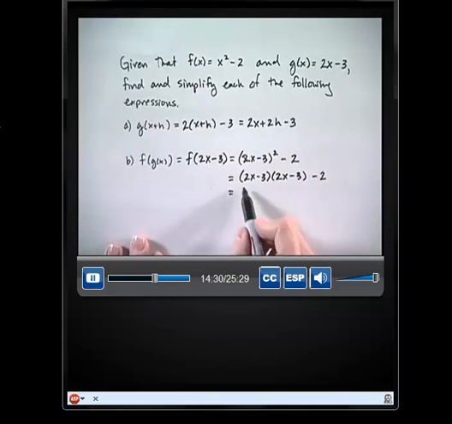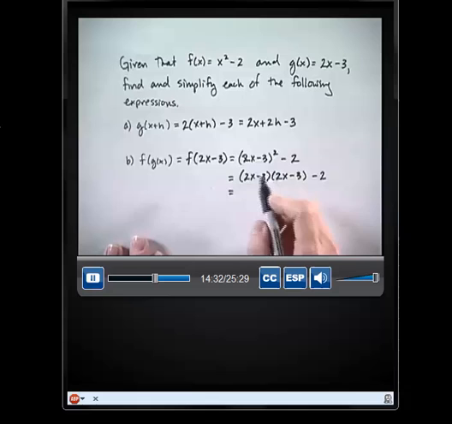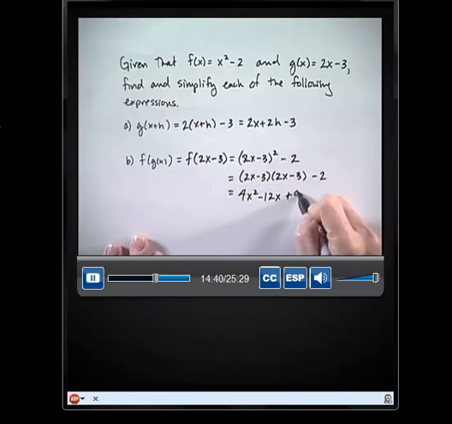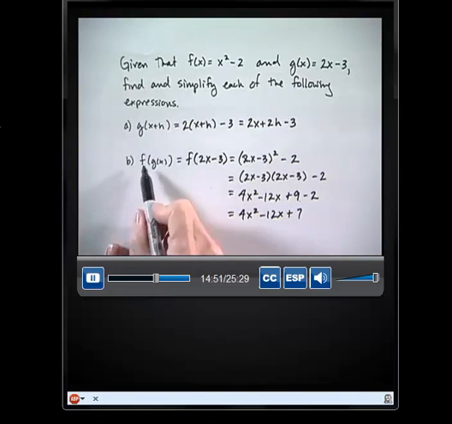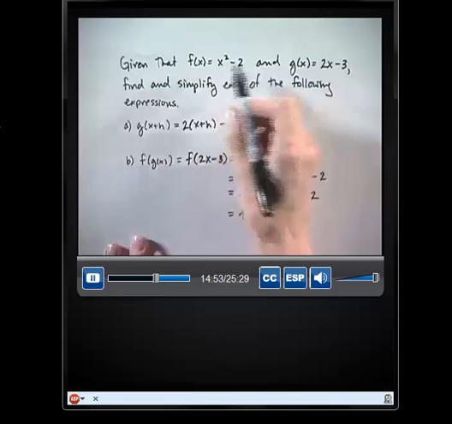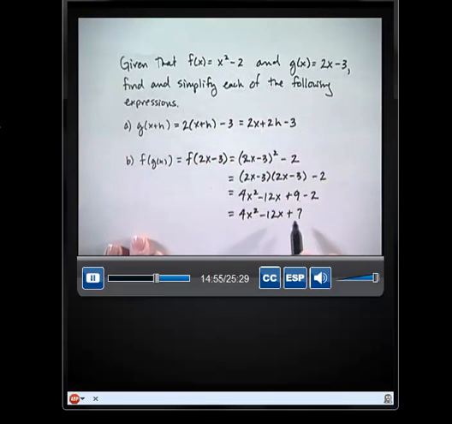And using the distributive property or FOIL method, we get 4x squared minus 6x is minus 12x. Negative 3 times negative 3 is 9. And combining these like terms, the result is 4x squared minus 12x plus 7. So f of g of x for these two functions is this new function 4x squared minus 12x plus 7.